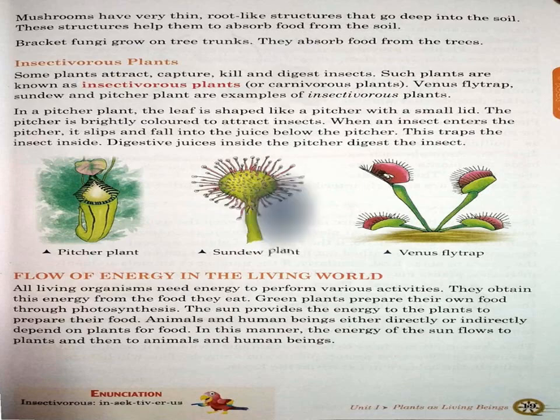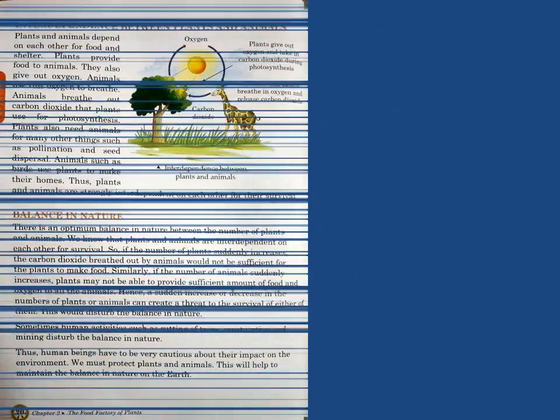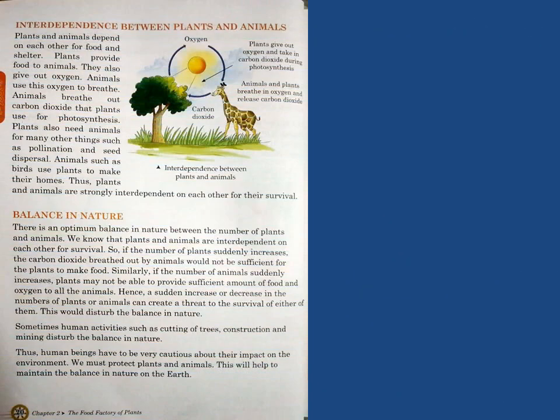Let us go to the next page, that is page number 20. Interdependence between plants and animals. So plants and animals are dependent on each other. How? Due to their way of food and shelter.